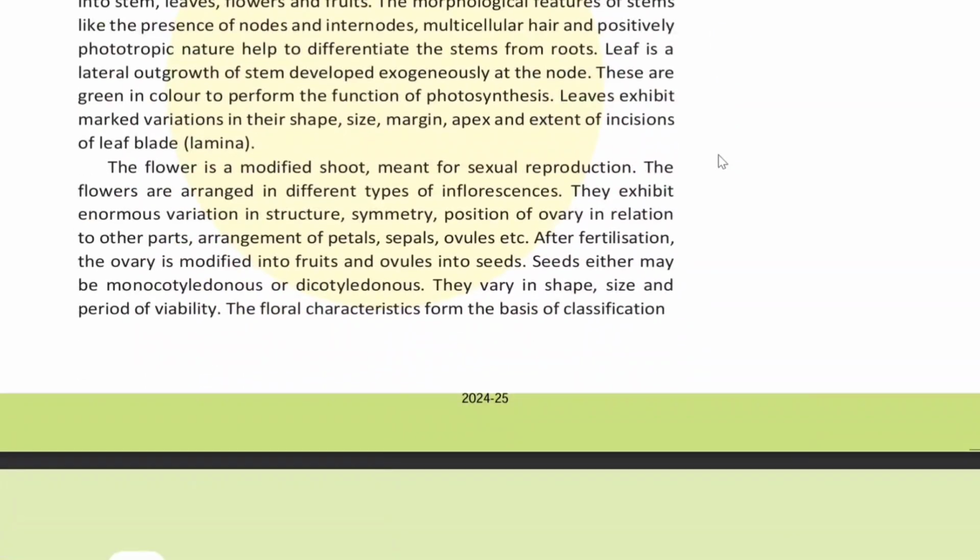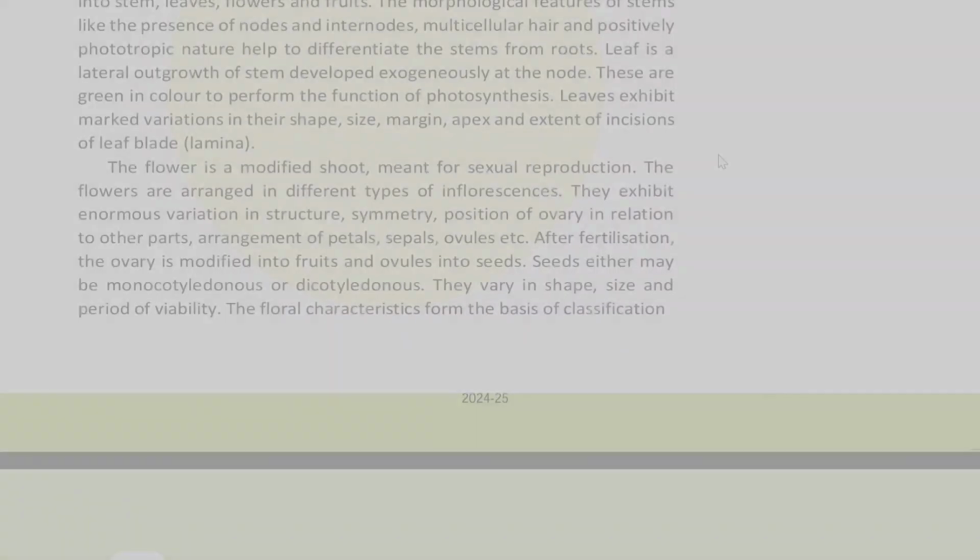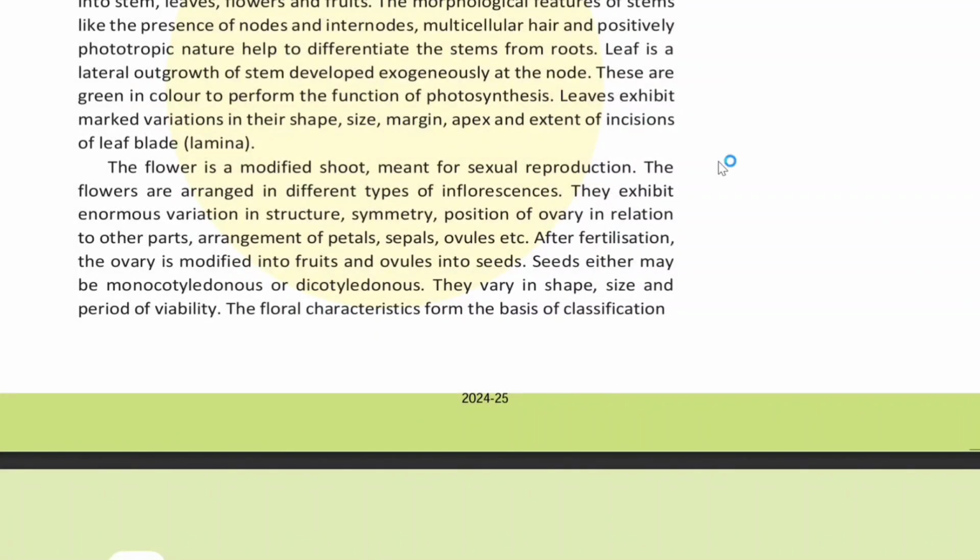The flower is modified shoot meant for sexual reproduction. The flowers are arranged in different types of inflorescence. They exhibit enormous variation in structure, symmetry, position of ovary in relation to other parts, arrangement of petals, sepals, ovules, etc. After fertilization, the ovary is modified into fruits and ovules into seeds. Seeds either may be monocotyledonous or dicotyledonous. They vary in shape, size, and period of viability.